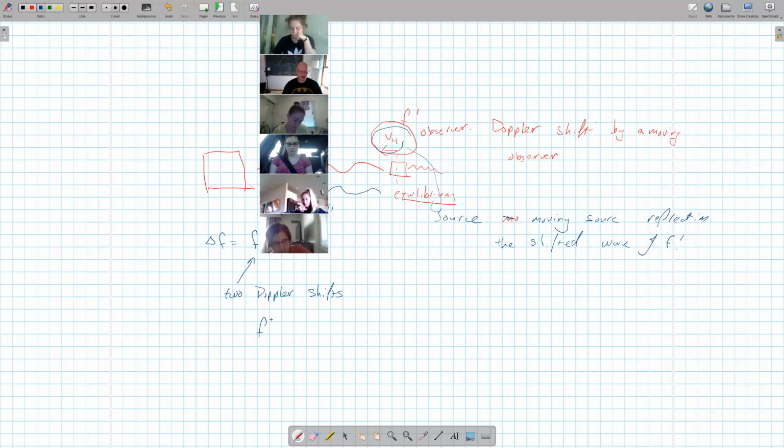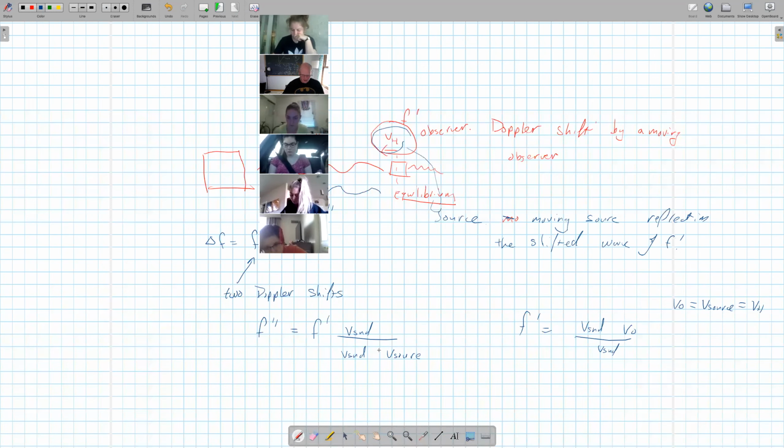Which means when I write out F double prime, it is going to be F prime times the speed of sound divided by the speed of sound with speed of source. But F prime itself is going to be the speed of sound with speed of observer divided by the speed of sound. But we have to understand that this V of the observer is equal to the V of source, which is simply equal to the V of the heart. Okay.